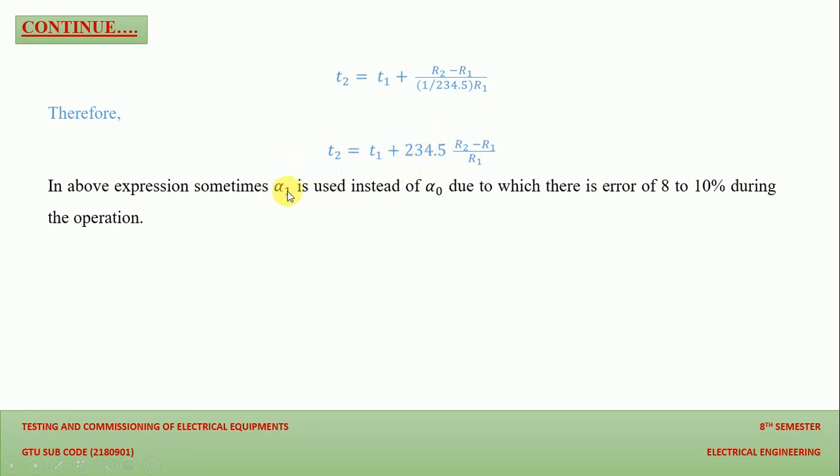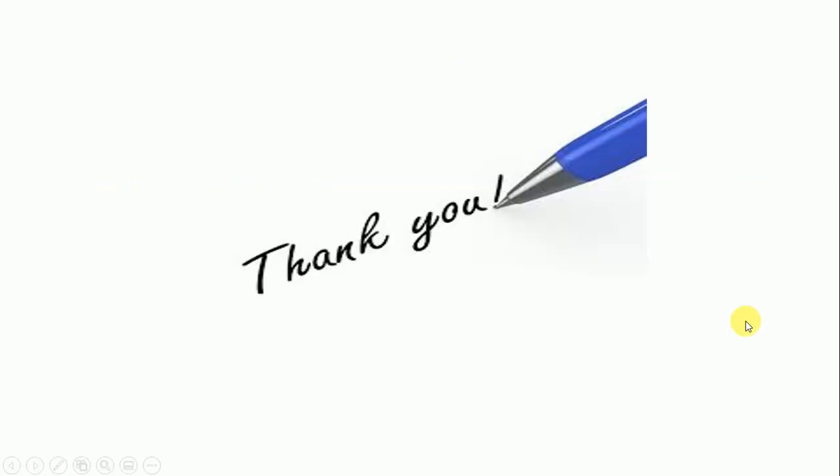Sometimes alpha is used instead of alpha 0, due to which there is an error of 8 to 10% during the operation. So during this test there might be a chance of error of 8 to 10%. For that we can use different temperature coefficients for different temperatures, say alpha 1 instead of alpha 0, according to the chances of error.